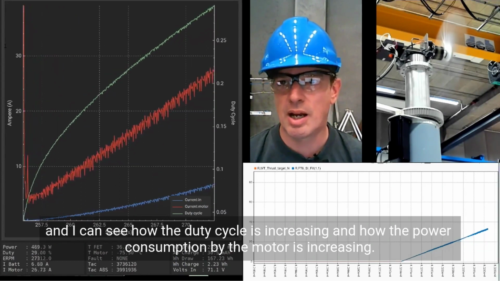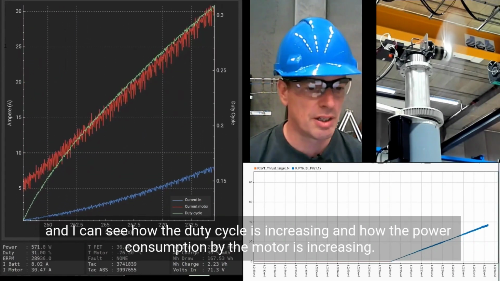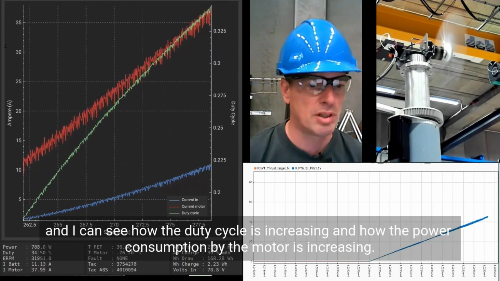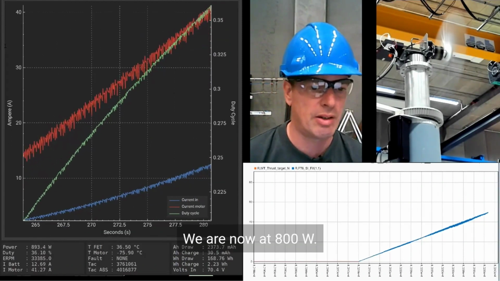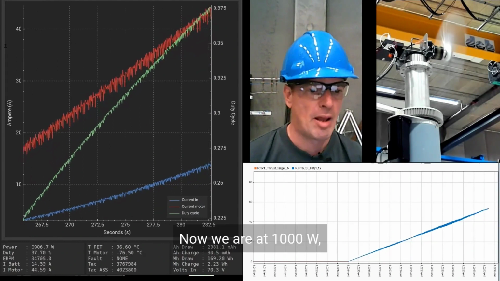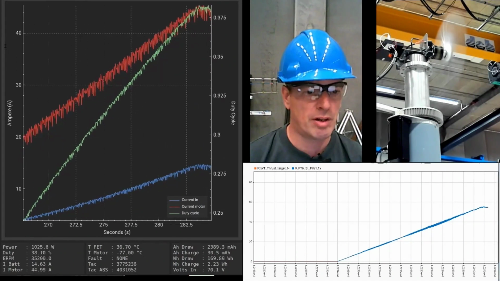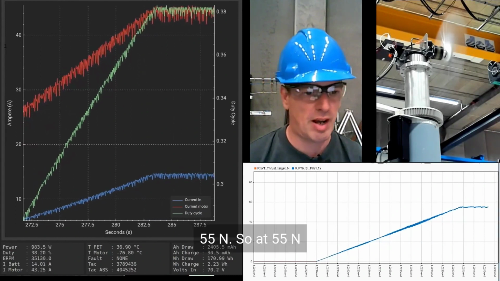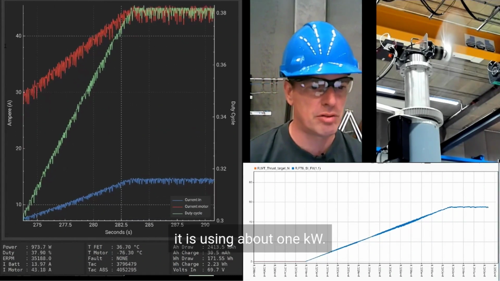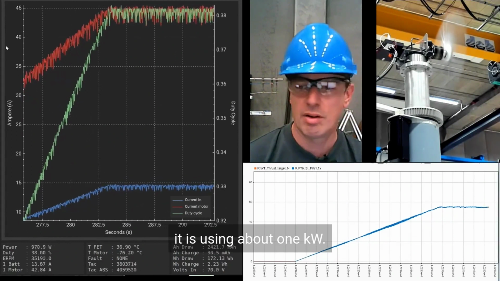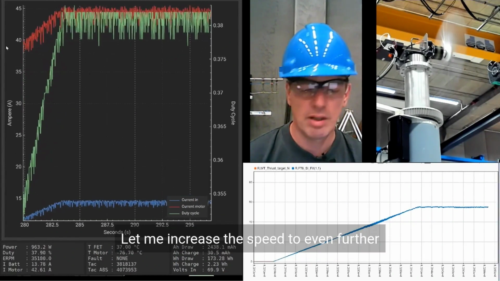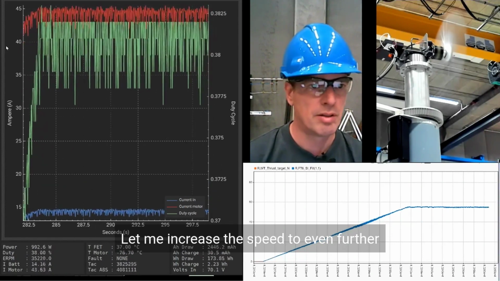and I can see how the duty cycle is increasing and how the power consumption by the motor is increasing. We are now at 800 watt. Now we are at 1000 watt, where we have reached the 55 newtons. So at 55 newtons it's using about 1 kilowatt.